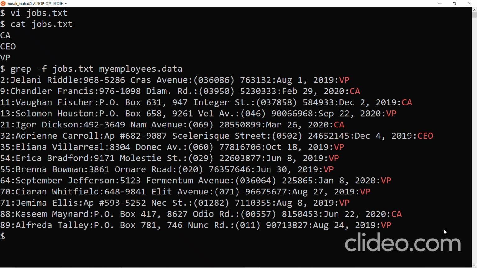myemployees.data. So what it has done: grep has opened the file jobs.txt, looked for the patterns one by one, and then got all the lines that contain the matching patterns from the file myemployees.data. The only difference from the previous execution of grep, wherein every pattern I prefixed with the -e option, is that instead of looking for the multiple patterns in the command line itself, it has opened the file jobs.txt and looked for the patterns in this file. And here the precondition is that every pattern should be separated by a newline character, not a space character or anything else.